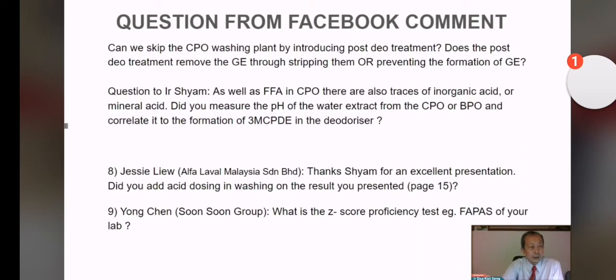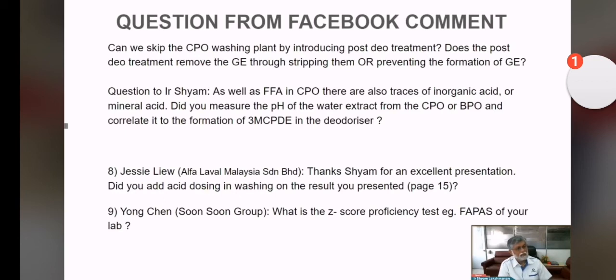For the first question, you could look at skipping if you can find some method that can strip both the GE and the 3-MCPD subsequently. Our finding is it's quite difficult to strip the 3-MCPD. The GE is possible. The 3-MCPD looks like it's a bit more difficult to strip.